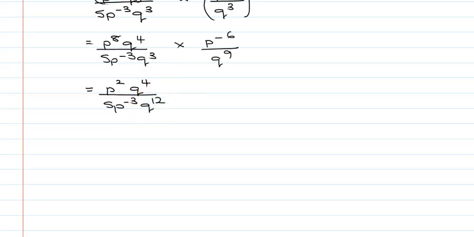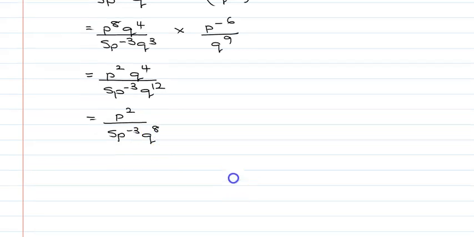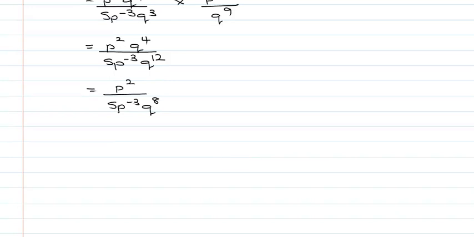Let's cancel the q's now. I'll worry about the p's in a minute. So we can see we've got 4 of the q's on the top and 12 on the bottom. So there's going to be more on the bottom. So I'm left with p squared on the top, 5p to the negative 3, and on the bottom, I've got q to the power 8, as 4 take away the 12 gives me negative 8, so I know it's on the bottom. Now the last step is to deal with the base p.